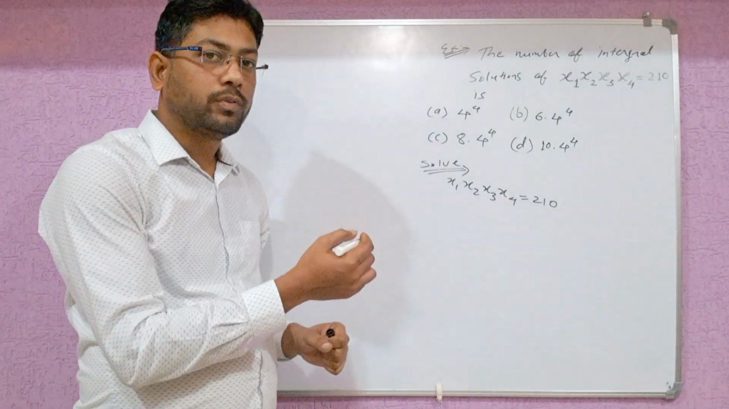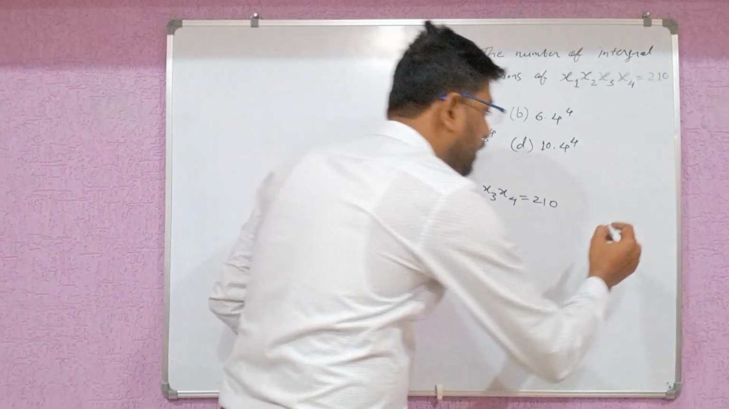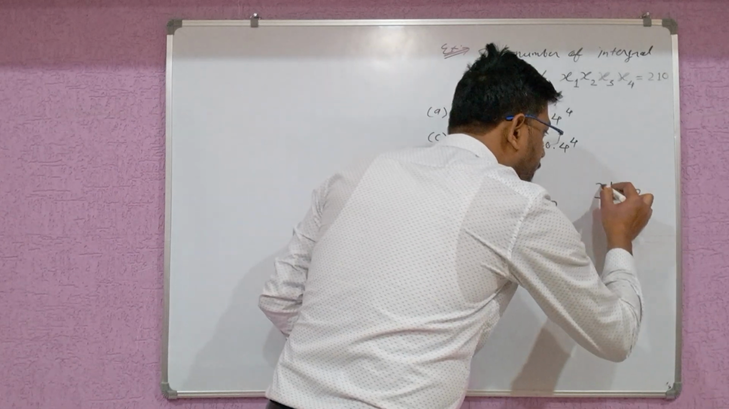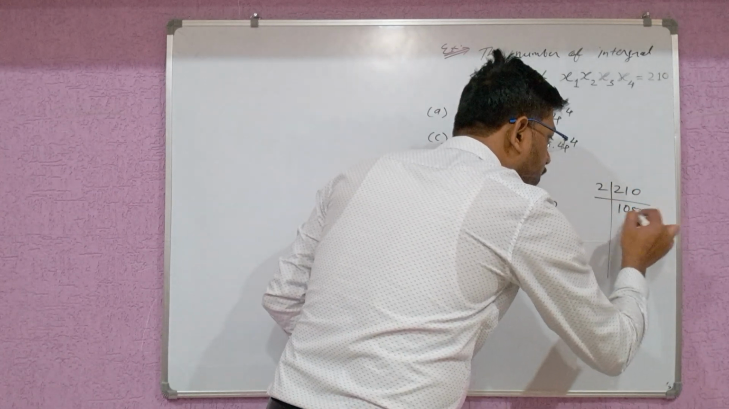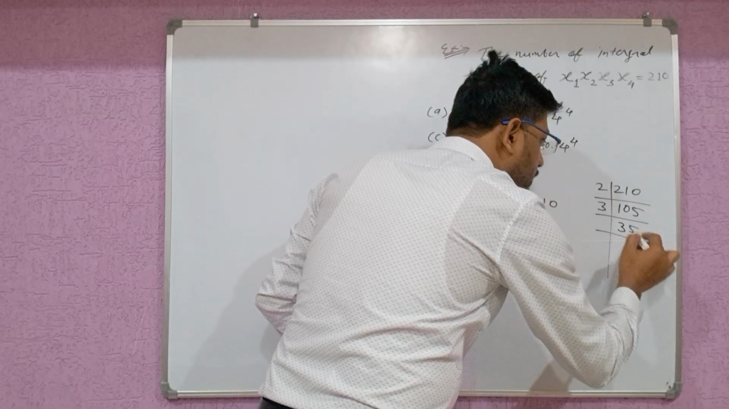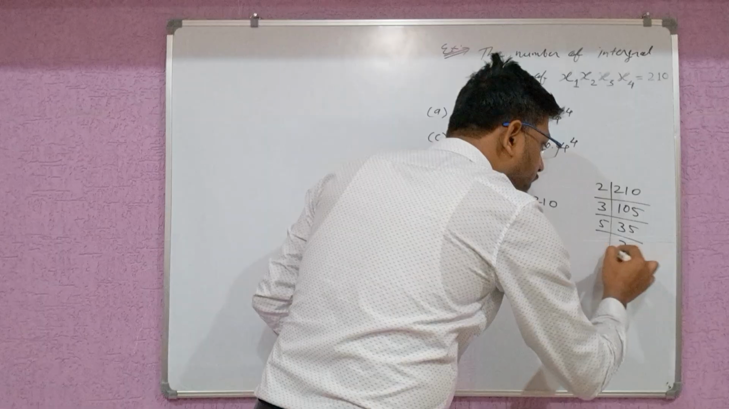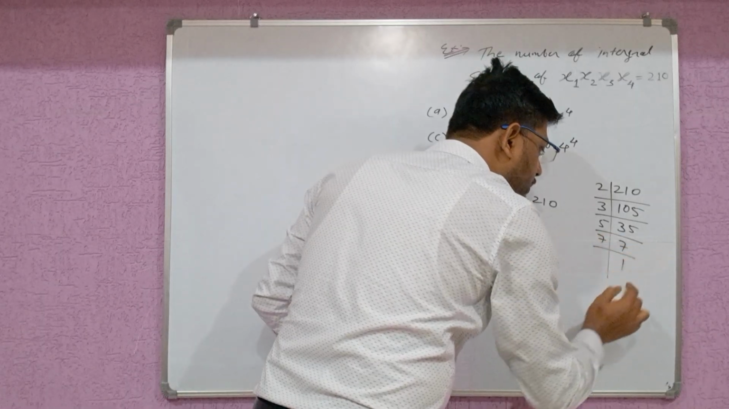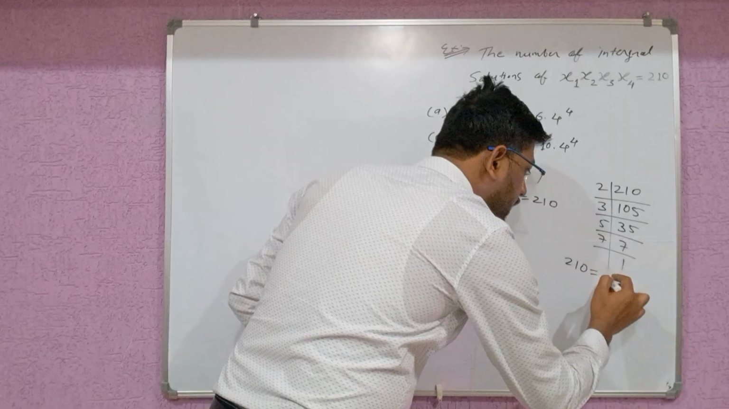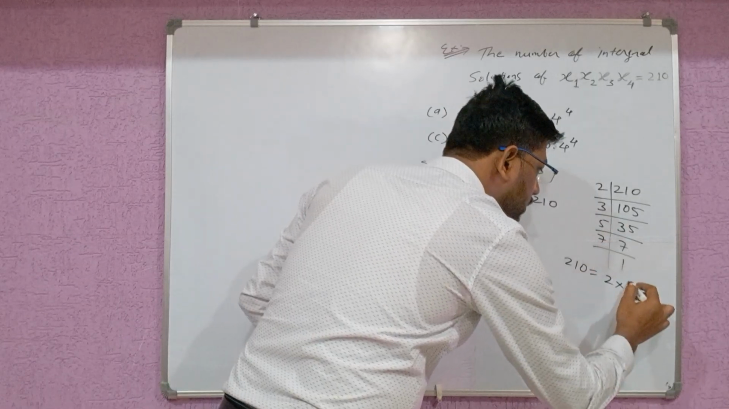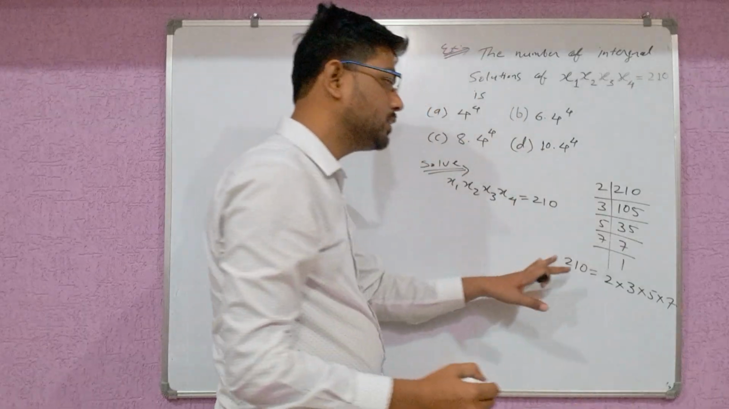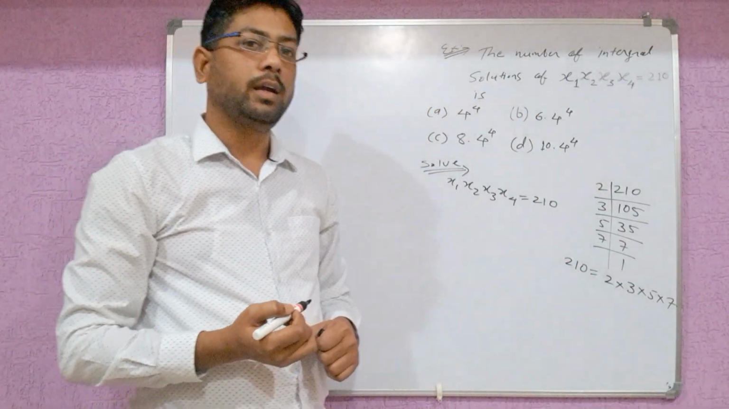Now let's first find the prime factorization of this 210. First this will be divided by 2, so this will be 105. This can be divided by 3, so this will be 35. This can be divided by 5, so this will be 7, and this will be divided by 7, so this will be 1. Okay, so this 210 can be written as 2 × 3 × 5 × 7. This is the prime factorization of 210.